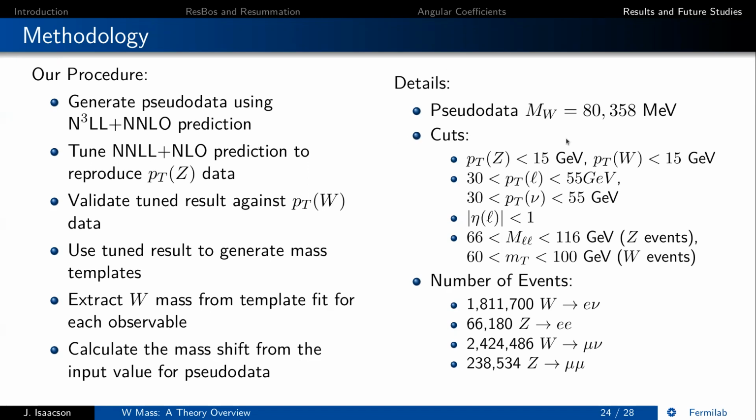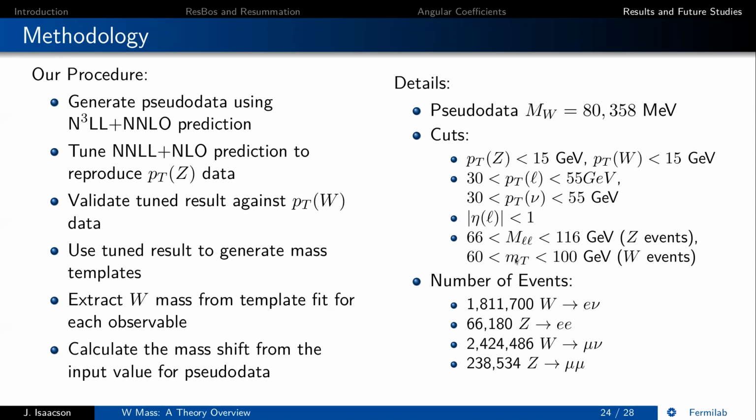For this, we're going to use MW at 80.385. The choice of the mass doesn't really matter because it's just a central prediction. If you vary these in different ways, it doesn't really make a difference. It's just an arbitrary choice. This is just a typo on the slide; I accidentally transposed the 5 and the 8.